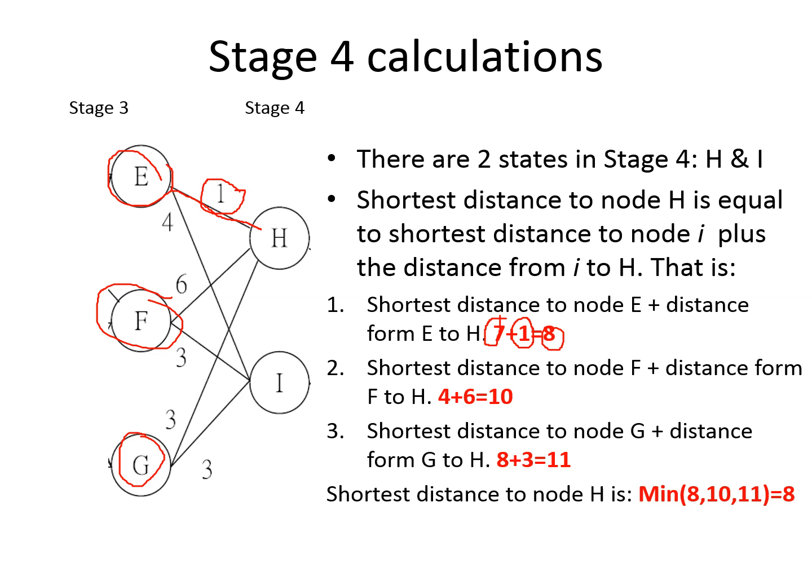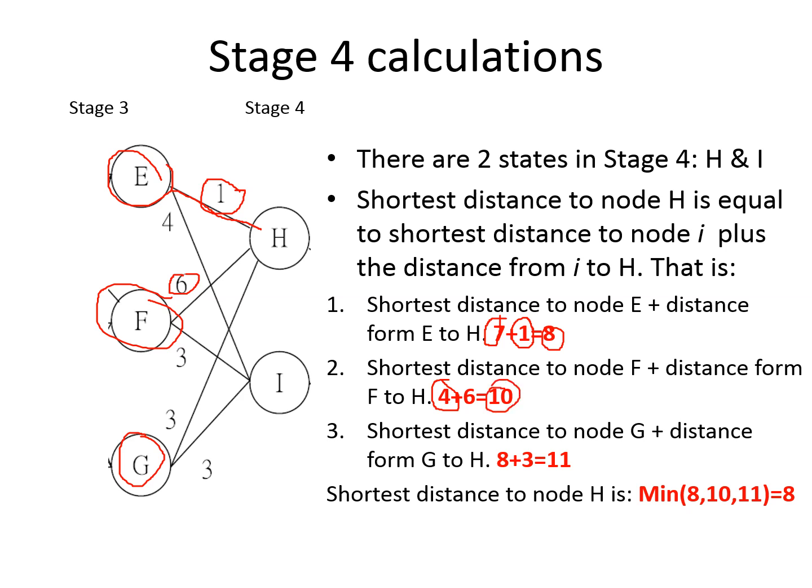The shortest distance to F plus the distance from F to H, and the shortest distance to F is also read from the previous sub-solution. This is the minimum thing, and it was supposed to be 4 plus the distance from F to H, which is 6. Thus the distance is 10.